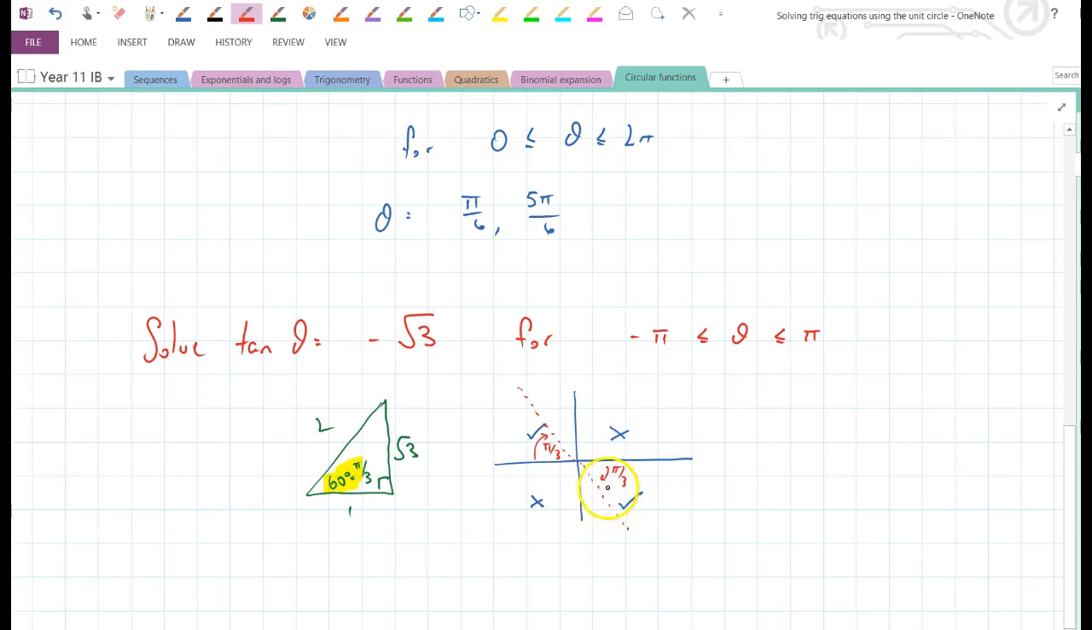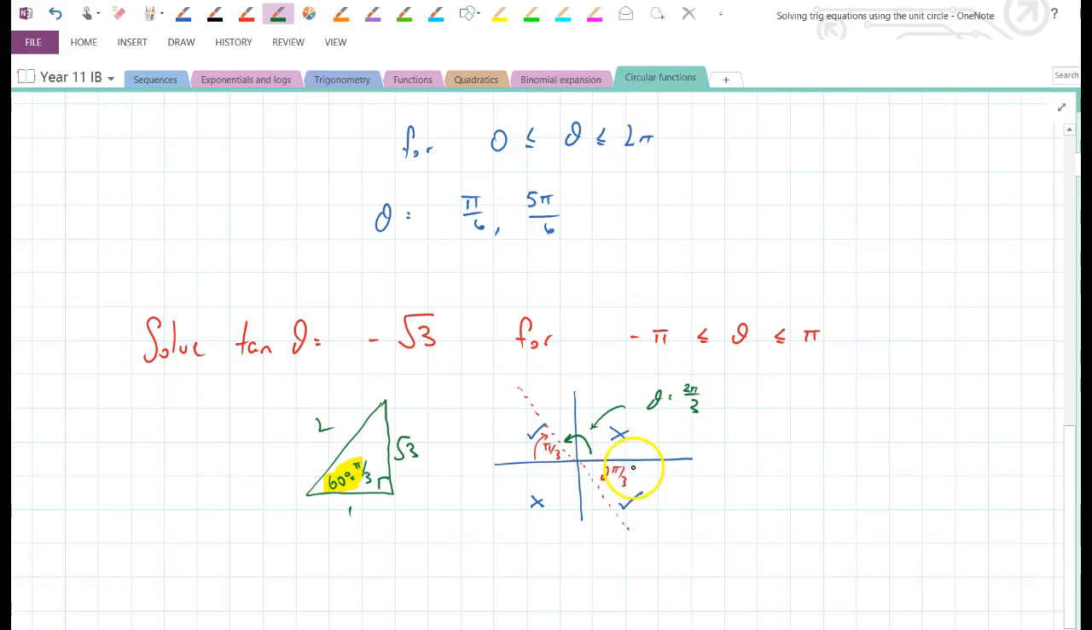Now we need to represent those angles, but within this domain. So what's this angle? These are the two angles. If that's pi on 3 there, then the whole thing is 3 pi on 3. Back it off by pi on 3, that's 2 pi on 3. So that is theta equals 2 pi over 3. Now that's a solution.